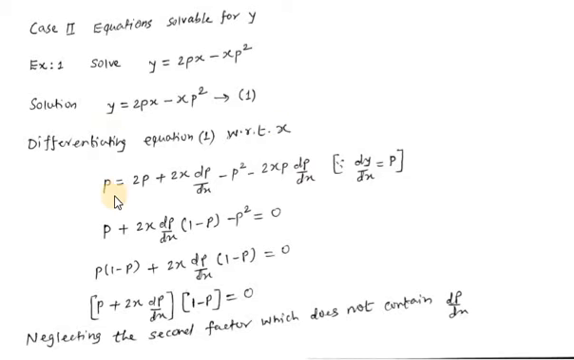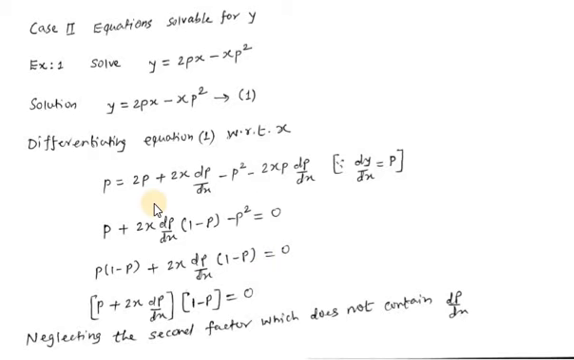So it will become dy by dx, and dy by dx means p. Now derivative of 2px according to product rule, 2p same, derivative of x is 1, then after plus 2x same and derivative of p is dp by dx, then after again applying the product rule over here, minus p square as it is, derivative of x is 1, then after minus x as it is, derivative of p square is 2p into dp by dx.